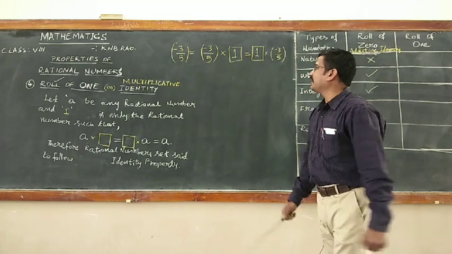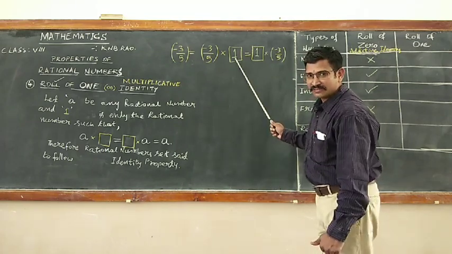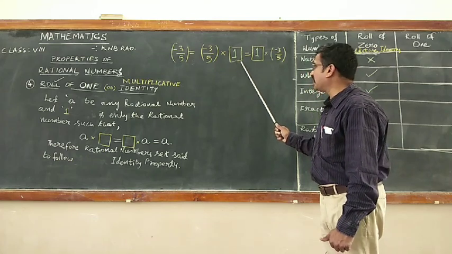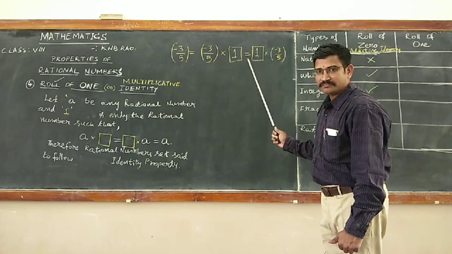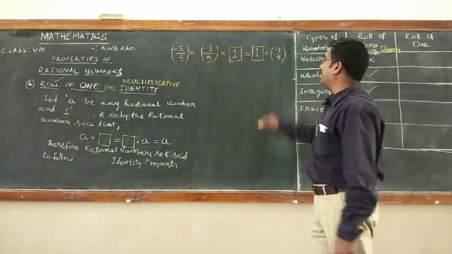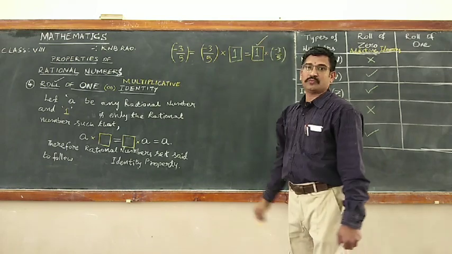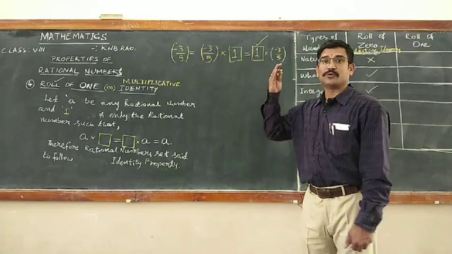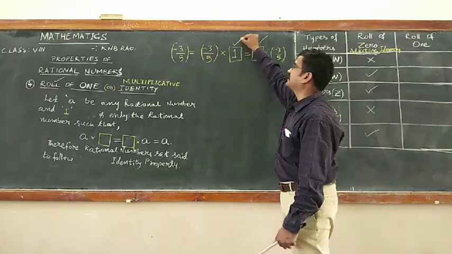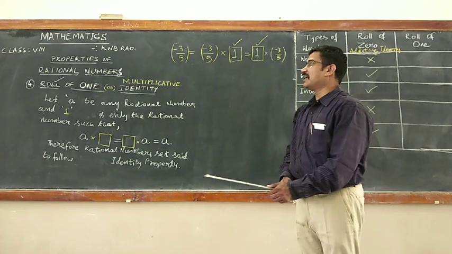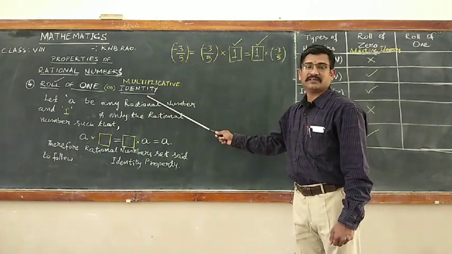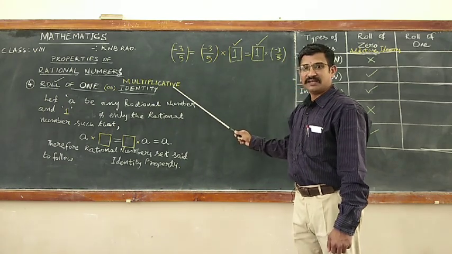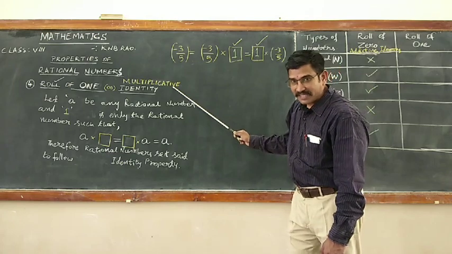Is it done by any number other than 1? Any number of the rational number set, will it be done other than 1? No. So, that is why it is the unique fellow. He is the only number. 1 is the only number. We say unique fellow. That's why it is called identity, but under multiplication. So, 1 is called multiplicative identity element, or identity element under multiplication.